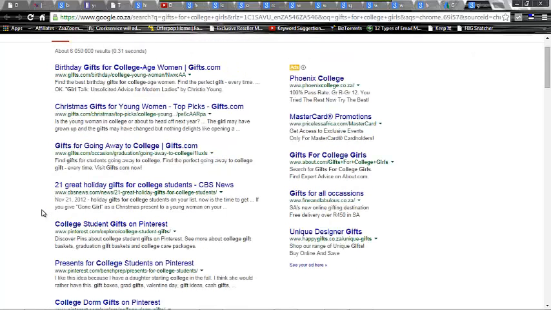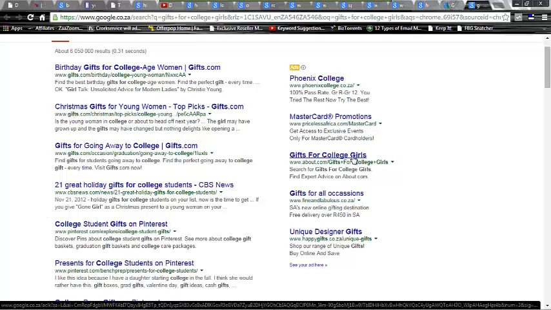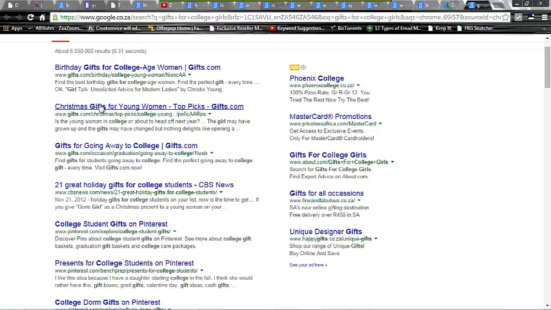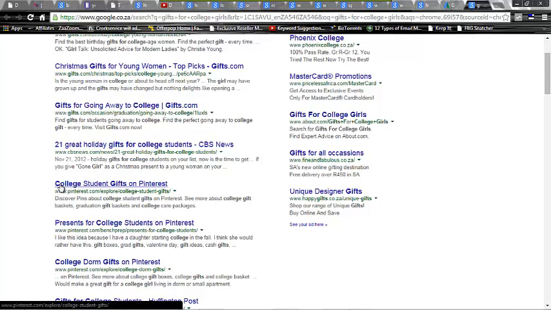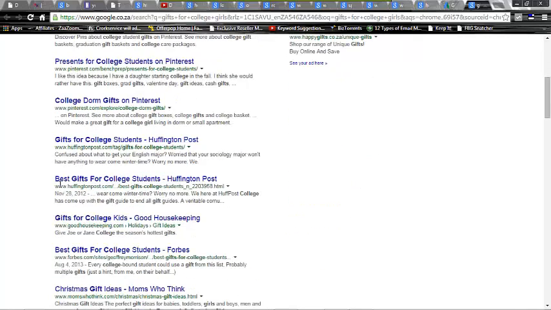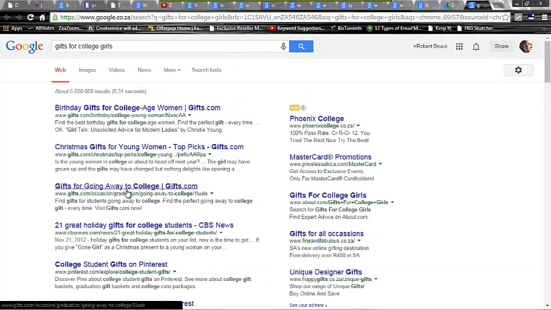It also looks, just at a glance, like it will be easy to go for, because if you look where the paid ads are, they've gone for the exact keyword, gifts for college girls. But here it's young woman and college age woman. Girl one is not even there. Here we go, under Good Housekeeping. So you'll probably find you can rank for this one fairly simply.